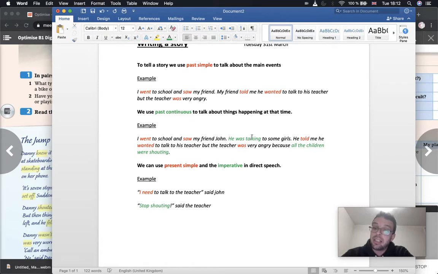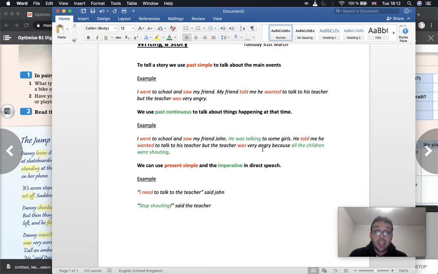in past continuous. And now when I read it, I have an idea of the situation. I can picture my friend John talking to some girls. I can see the teacher angry and all the children shouting. So yeah.